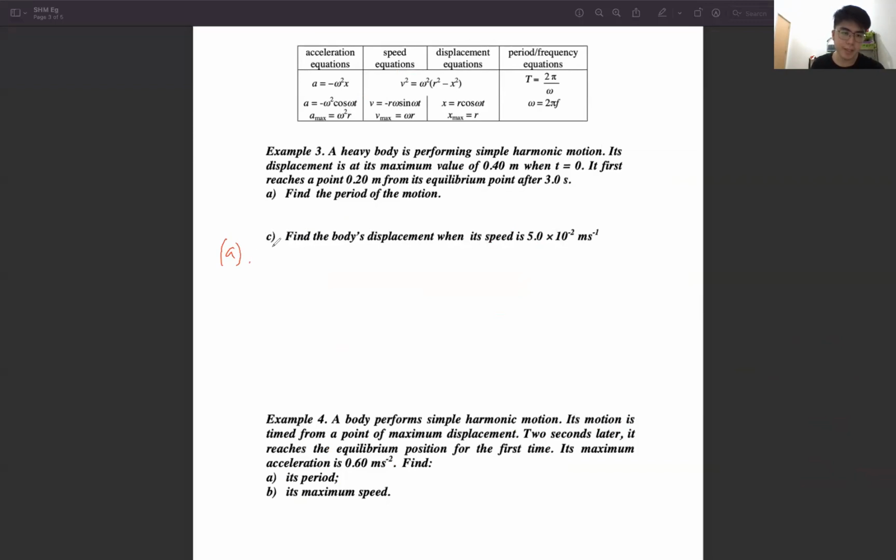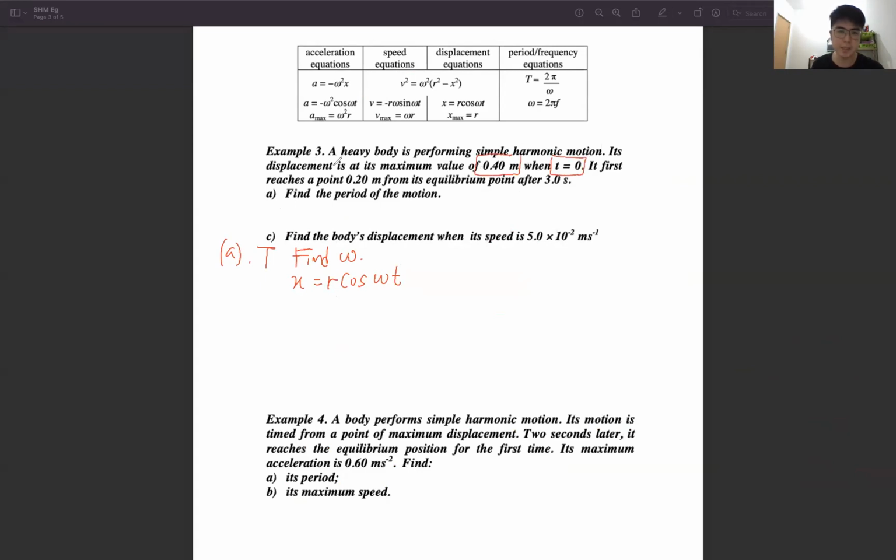Period. So we want to find T. First, find what? Find omega. So to find omega, we can use this one: x equals r cos omega t, because we have the t and then we have the x.